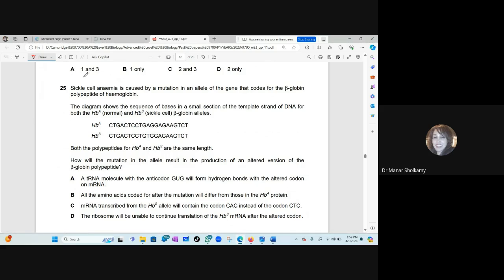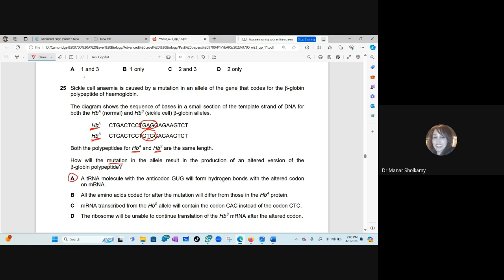Sickle cell anemia is caused by a mutation in an allele of the gene that codes for the beta globin. The diagram shows the sequence of bases in a small section of the template strand of DNA for both the normal and the sickle cell globin alleles. So this is the healthy and this is the sickle. Now we took this before. We took that the GAG will be converted to GTG in a substitution mutation. A will be replaced by base thymine. Both the polypeptides for the healthy and the sickle hemoglobin are the same length. How will the mutation in the allele result in the production of an altered version of the beta globin polypeptide?